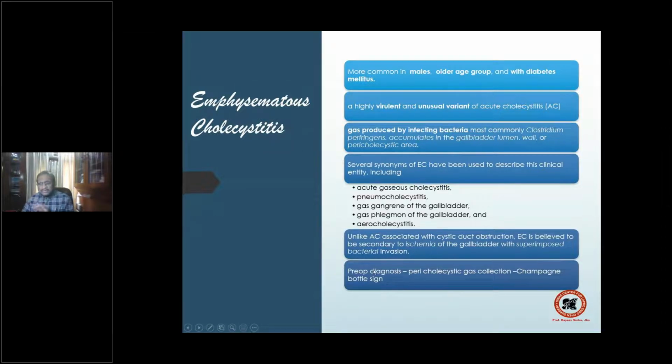So, unlike acute cholecystitis, where there's cystic duct obstruction, emphysematous cholecystitis is primarily because of ischemia of the gallbladder with superimposed bacterial infection. We talked about acalculous cholecystitis. On preoperative diagnosis, you find a pericholecystic gas collection. And remember, when you talk about the ultrasound diagnosis, we talked about the champagne bottle sign, where you find gas in the wall of the gallbladder. So these two signs will help you in making a diagnosis.